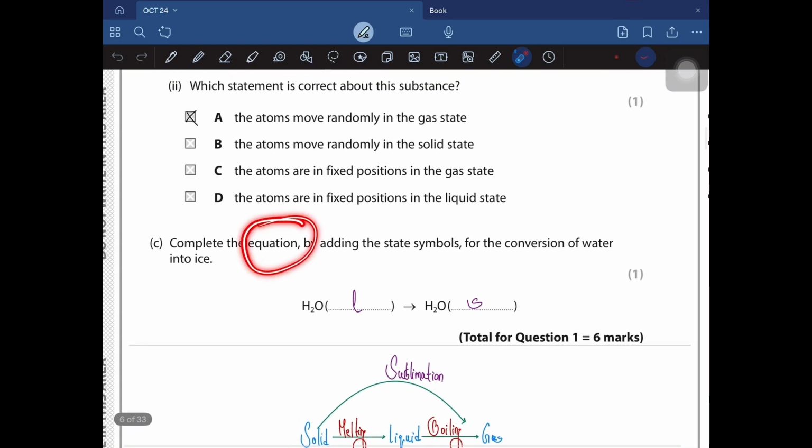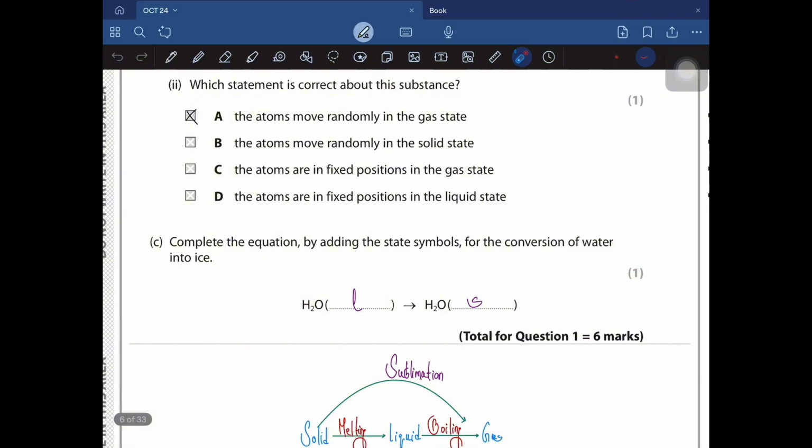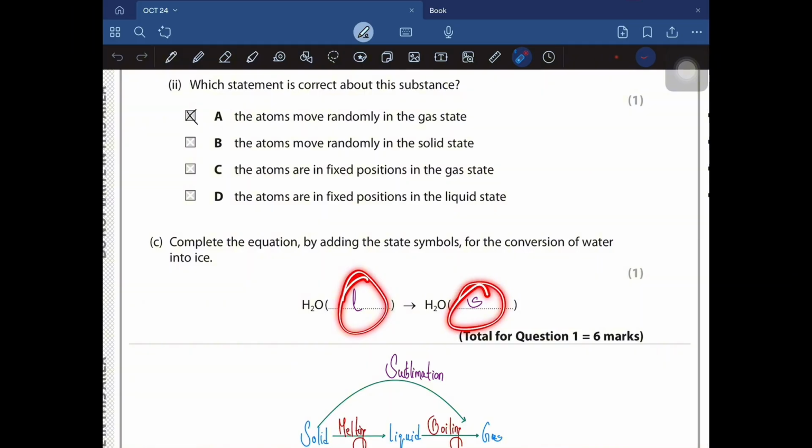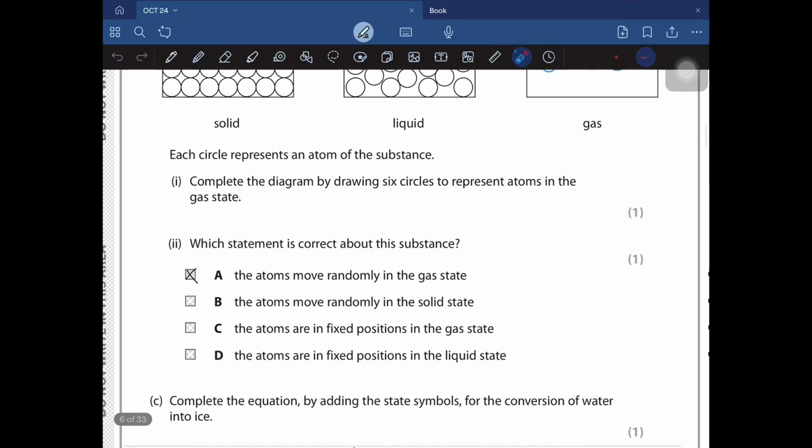Complete the equation by adding state symbols for the conversion of water into ice. Initially, water is in a liquid state, and when it gets converted into ice, it becomes a solid. So it should be liquid to solid. That brings us to the end of question 1. Let's move to the next question.